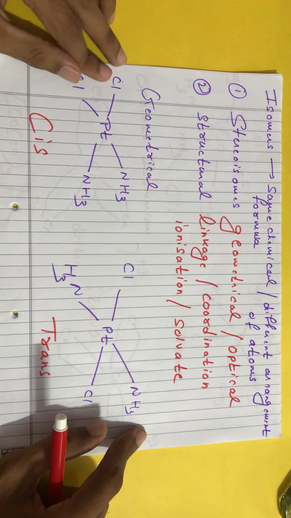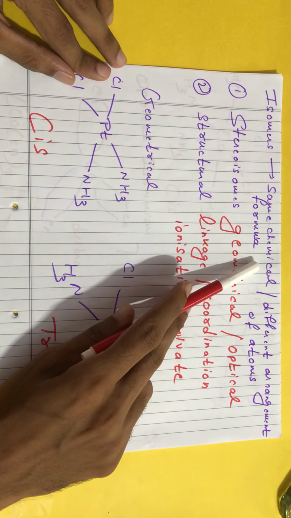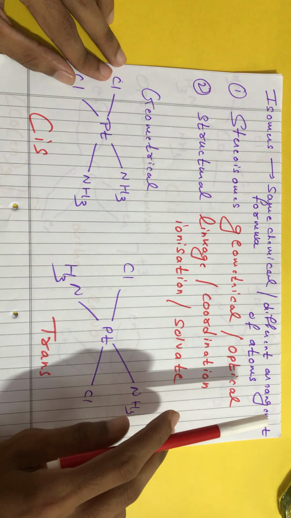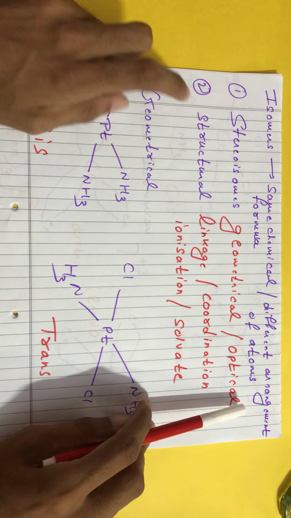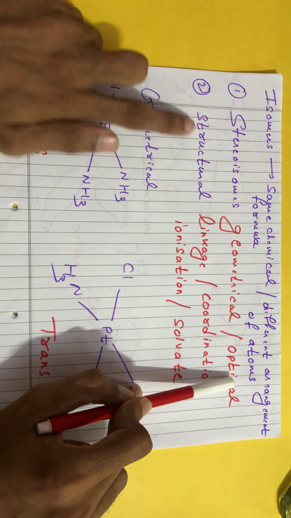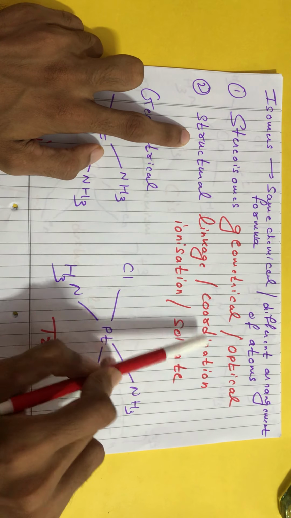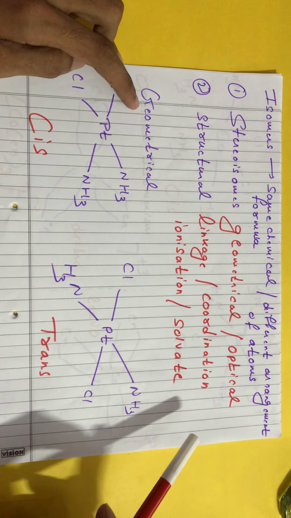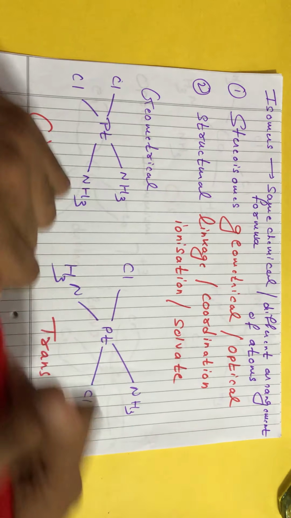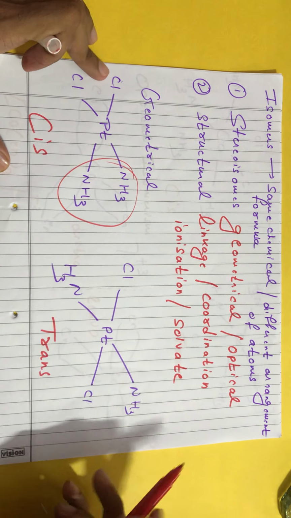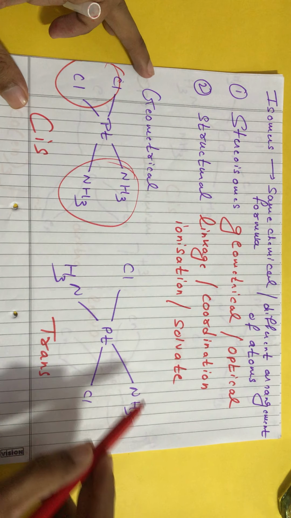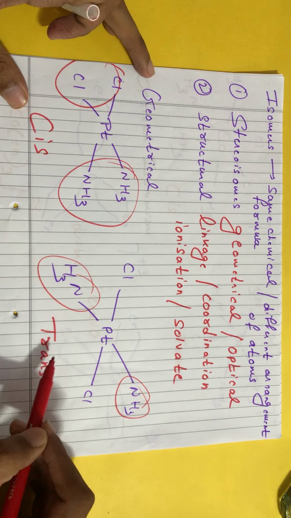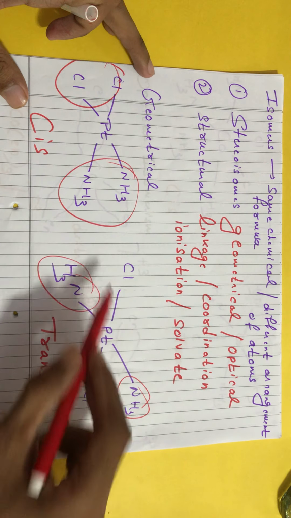Now what are isomers? We know that compounds with the same chemical formula but different arrangement of atoms are called isomers. These are of two types, stereoisomers and structural isomers. Stereoisomers are divided into geometrical and optical isomers, while structural isomers are linkage, coordination, ionization and solvate. This is the geometrical isomer. Here both ammonia groups are on the same side and both chlorine groups are on the same side, which is the cis isomer, and here they are on opposite sides, so they are trans isomers. Both cis and trans are geometrical isomers of each other.